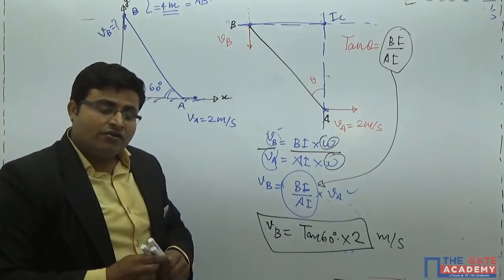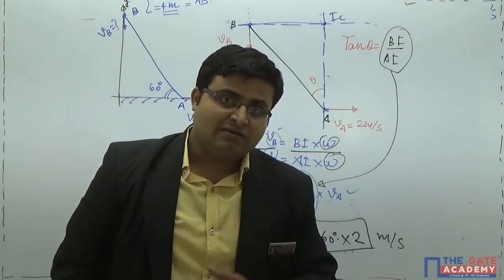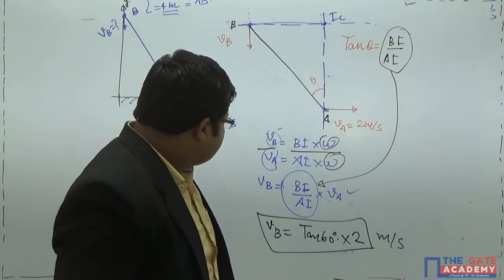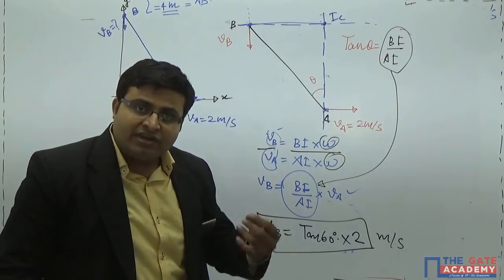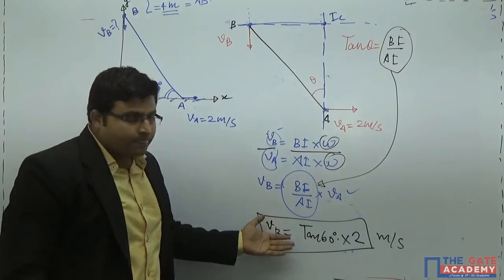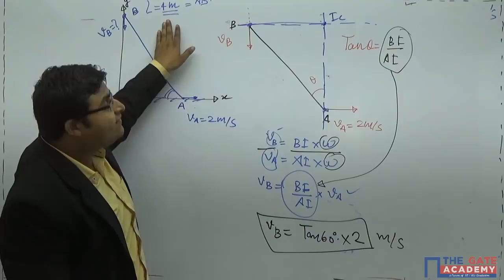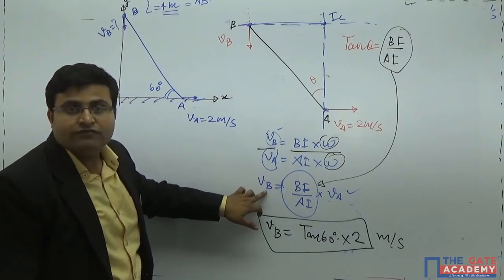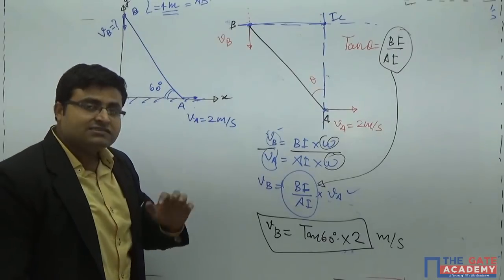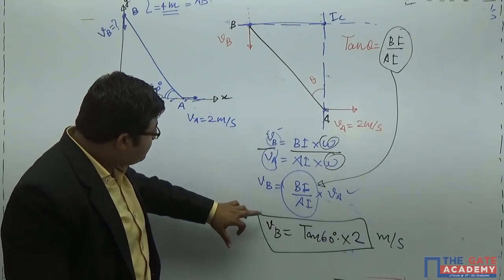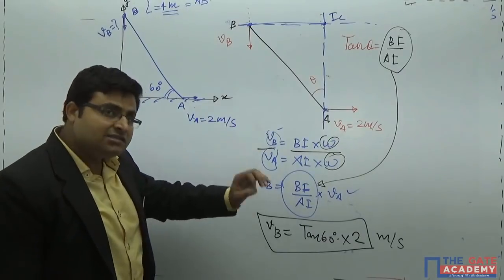Now look at this. From the point of view of the GATE examination, what can they ask? They can ask for this velocity even if they have not given the length of the rod. You see, is there any use of this length? It is just given to you but not required for the calculation of this VB. What can they ask you? They can ask you for the velocity of any other point also.